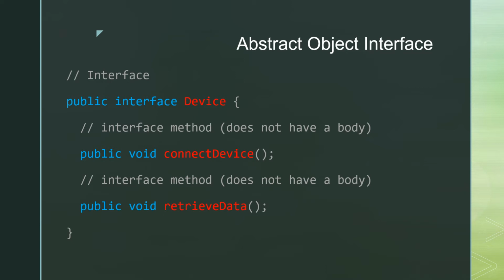This is an example of an abstract object interface, where we have public interface device, and then we have two methods inside of it, connect device and retrieve data. These do not have bodies, and they're just the interface methods, stating that anything that implements this interface has to have these two methods defined.